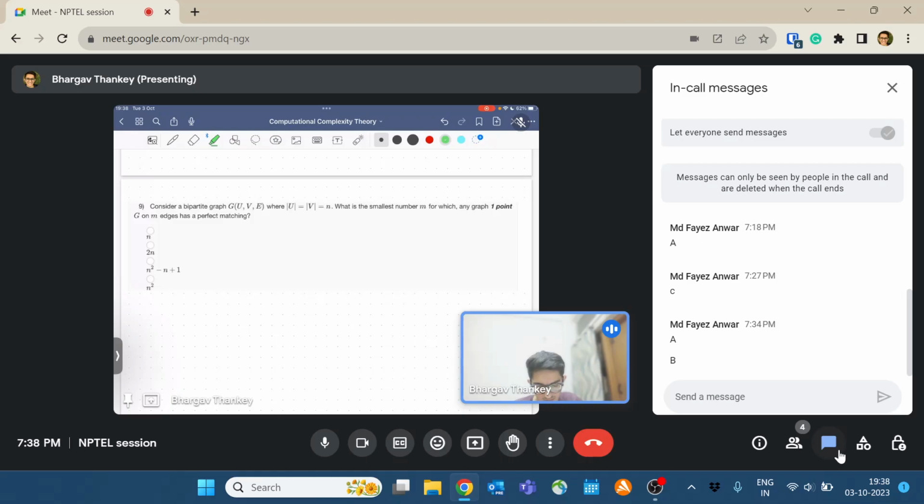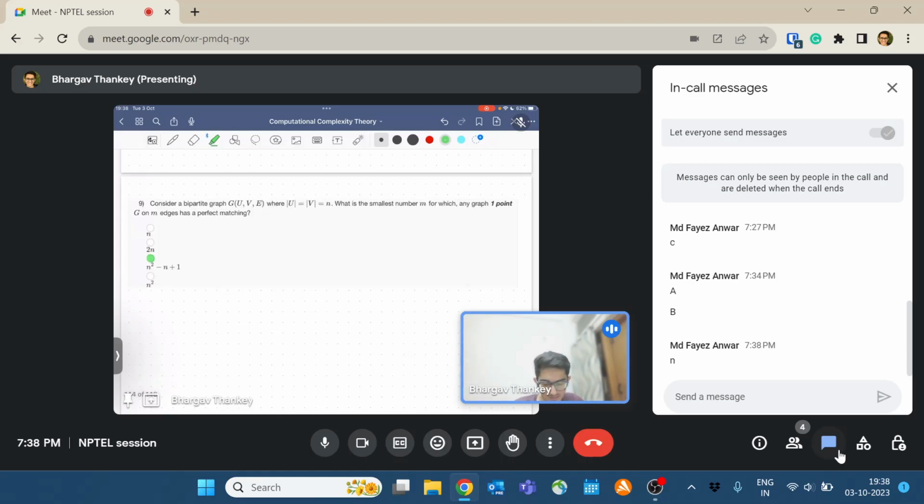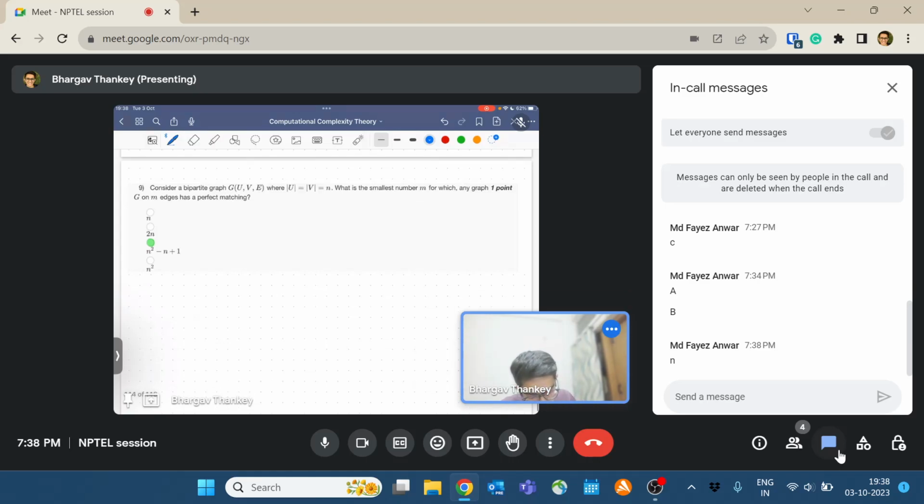Okay, so the answer is C. The answer cannot be n because I can easily construct a graph with n edges which has no perfect matching, right? So A is not true.